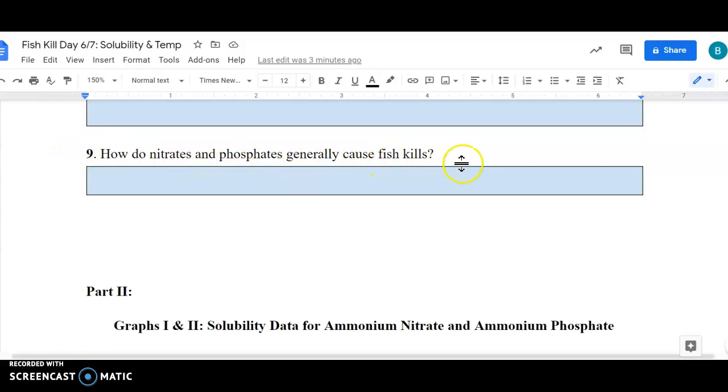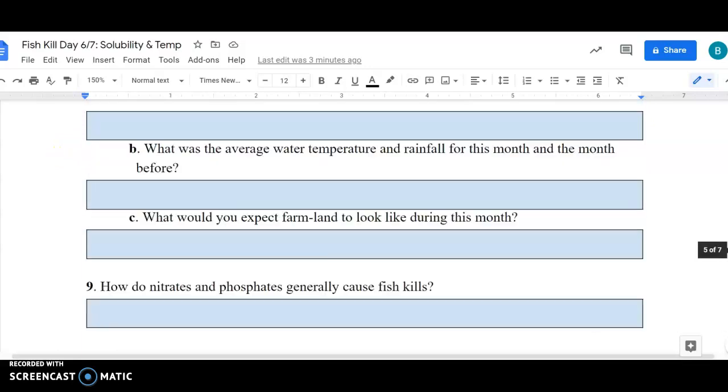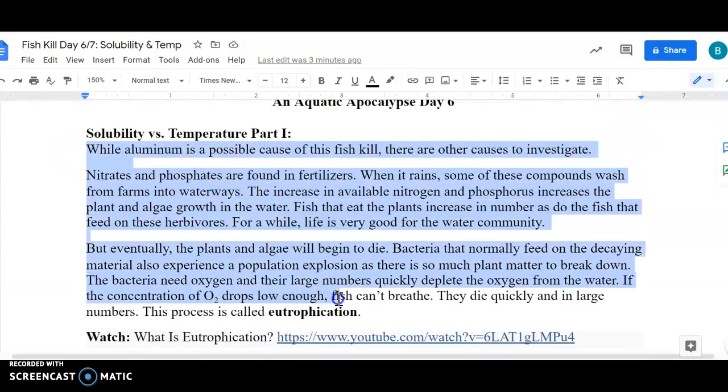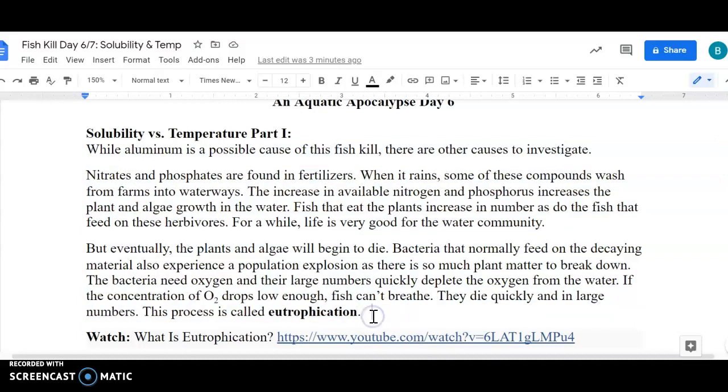How do nitrates and phosphates generally cause fish kills? For this question, you're going to go all the way back up to the top, and it tells you what they do for fish kills. Don't tell me that the fish just die. Tell me what is causing it. What's causing eutrophication? Why do the fish die?